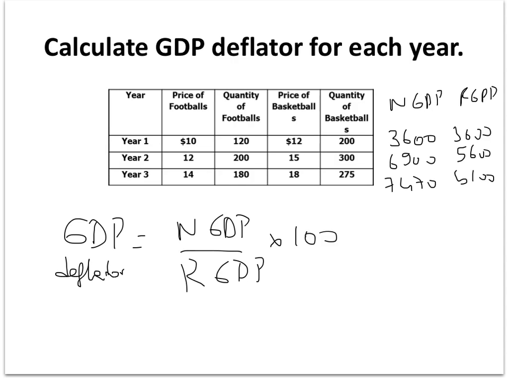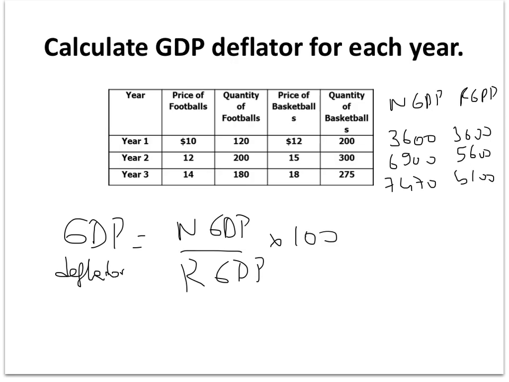What is interesting here is that for the first year, the GDP deflator should be 100. Why? Because the ratio of nominal GDP to real GDP is 1. They are the same. So you expect that in every base year, the GDP deflator is 100. You don't need to even calculate the GDP deflator.